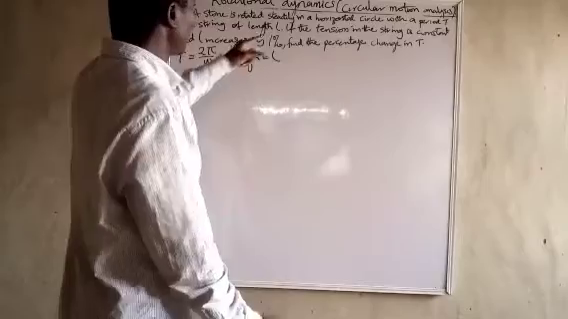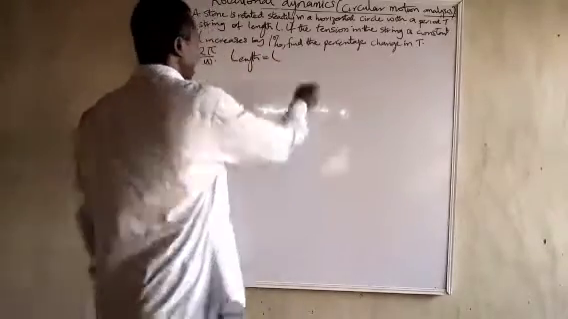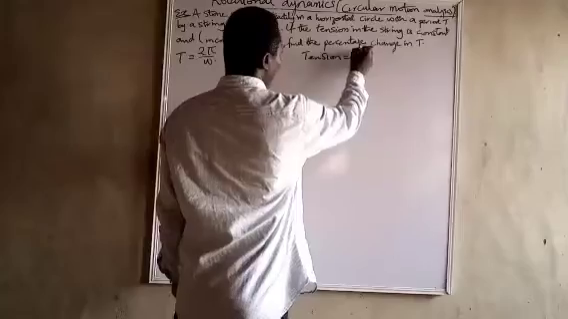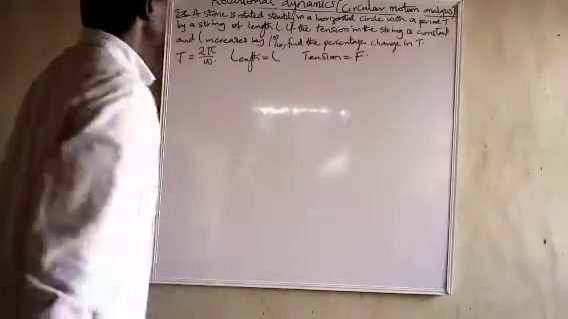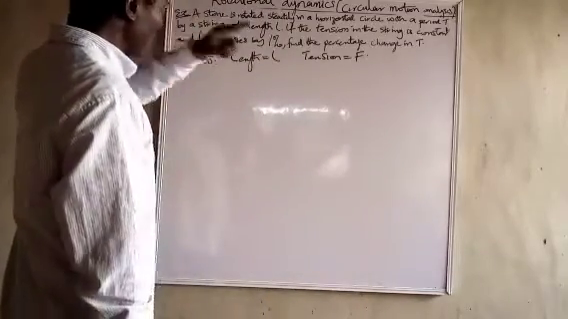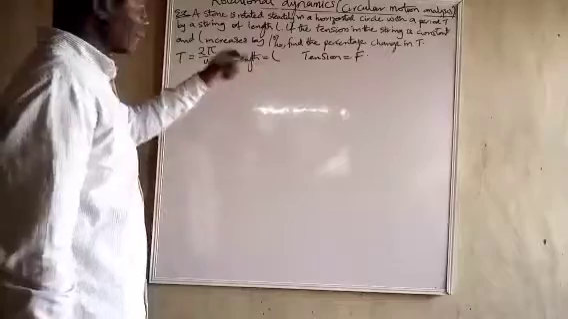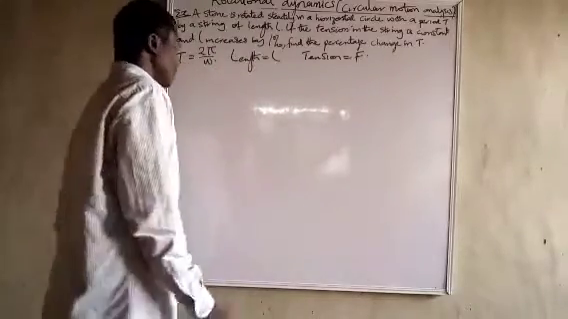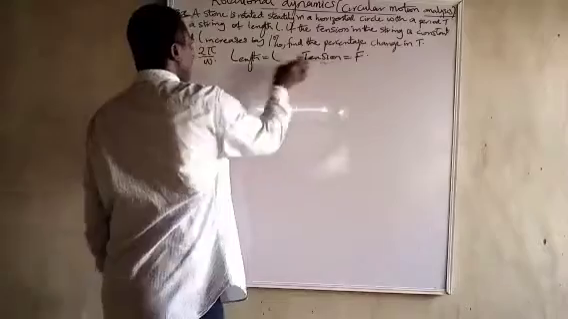We are also told the tension in the string is constant. Let's call the tension F. If the tension is constant and L is increased by 1%, find the percentage change in T, that is, the change in T. Let's look at the relationship between F, L, and T.